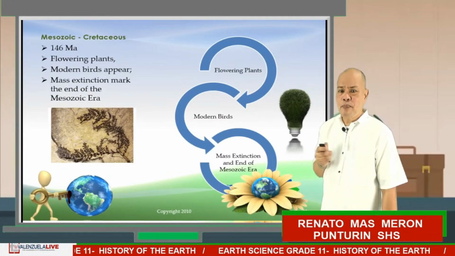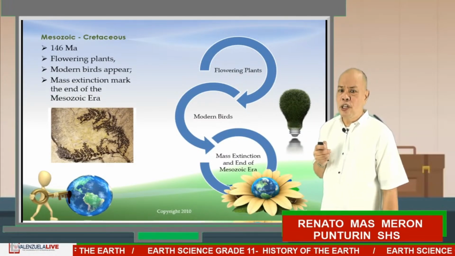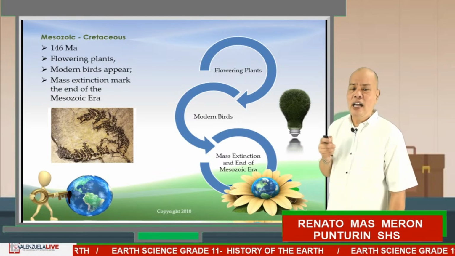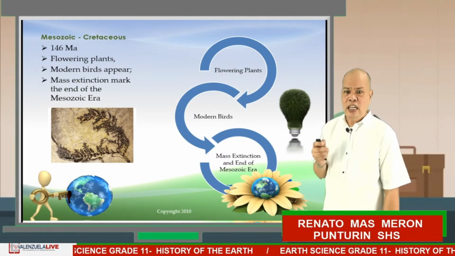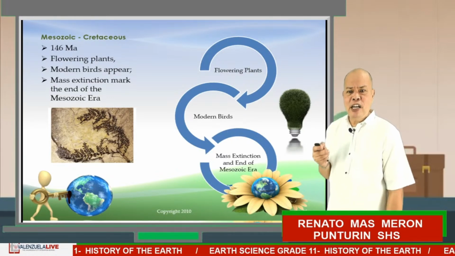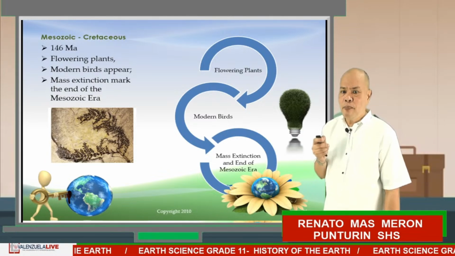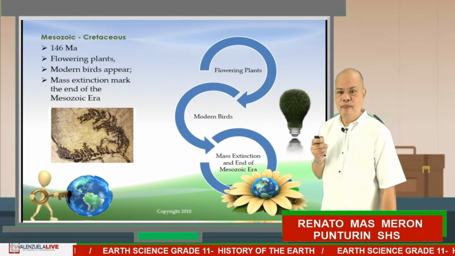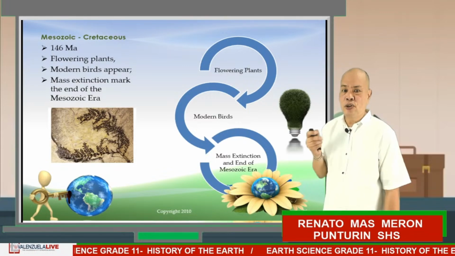Next to the Jurassic period was the Cretaceous period. In the Cretaceous period during the Mesozoic era, in 146 megaannum or 146 million years ago, these were the things that happened during this time. The first flowering plants existed on Earth. The modern birds also appeared on Earth. Mass extinction occurred that marks the end of the Mesozoic era.